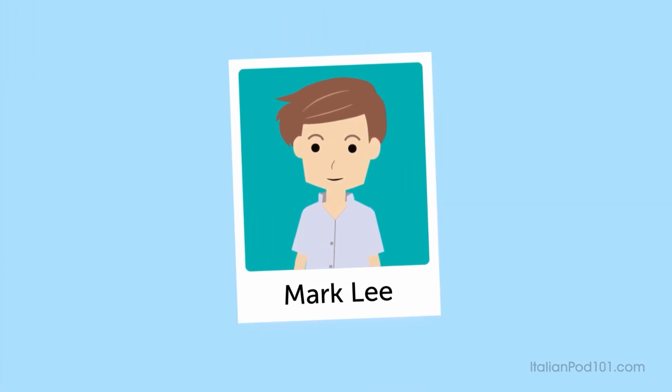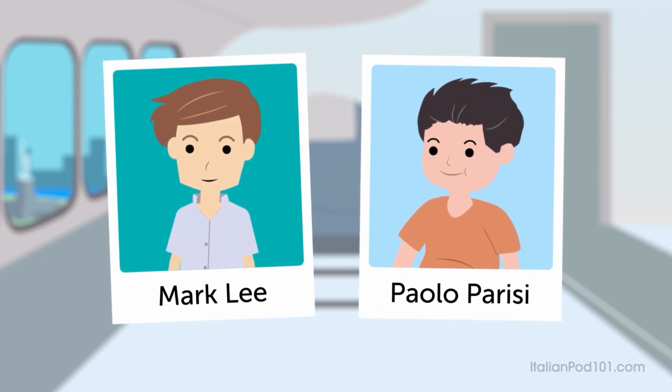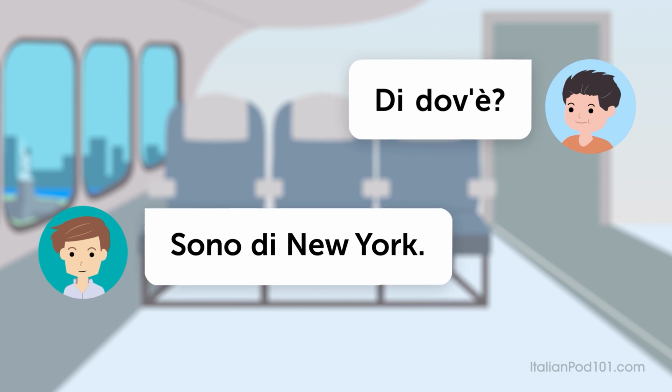In this lesson, you learn how to tell someone where you are from in Italian. This is Mark Lee, and he's on a plane to Italy. Paolo Parisi, a passenger sitting next to him, asks, "Where are you from?" Di dov'è? Listen to the conversation and focus on Mark's response. Note, the speakers in this conversation use formal Italian. Ready?